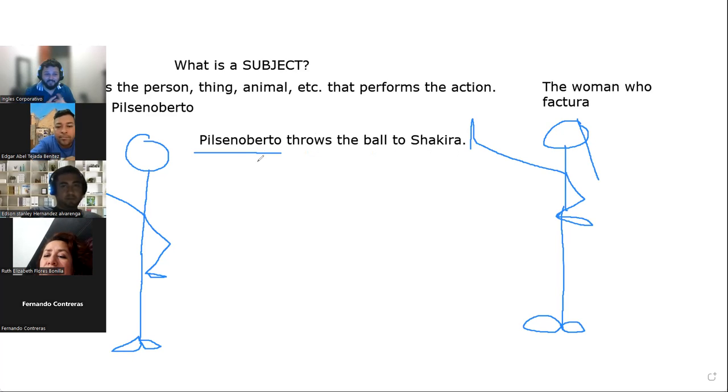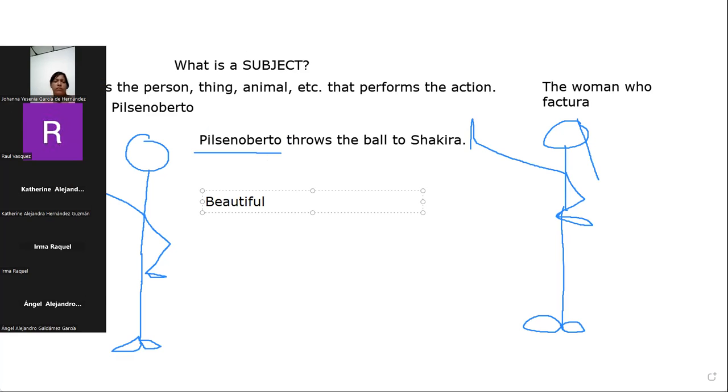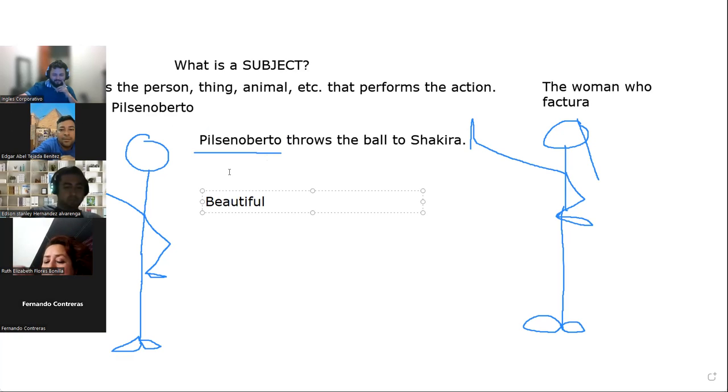Now, Pilsenoberto, which is the subject, can be two things. What are the two things that a subject can be? I need you guys to learn this because otherwise you're going to get lost. You may think, I already know what a subject is. Believe me, guys, you don't. Not yet, but you're going to learn. How do you know that something is a subject? What is that in grammar? Adjective. Why is it an adjective?